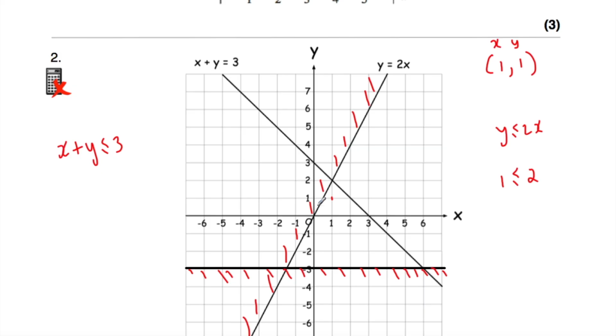Okay, so let's choose a point that's not on that diagonal line. Now remember, all the points on the diagonal line would satisfy because it's x plus y is less than or equal to 3, so all the points on the line would work. So I'm going to choose the origin. The origin here is not on the line, so it's just any point that's not on the line, and that'll tell me whether this side is going to be accepted or rejected.